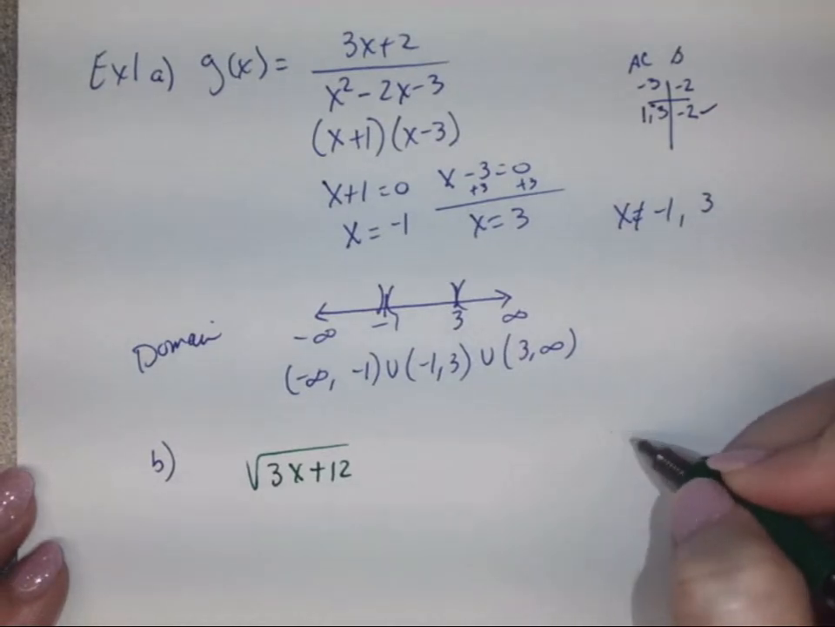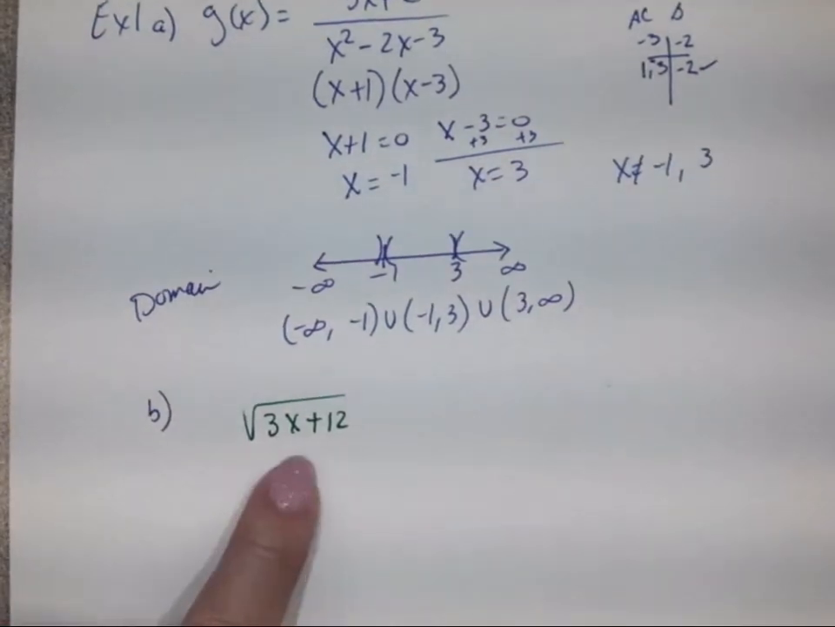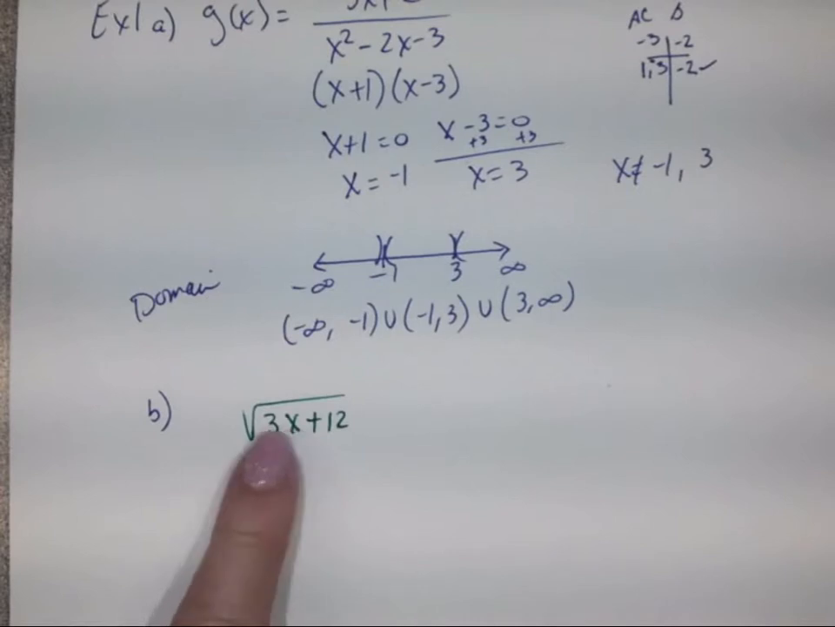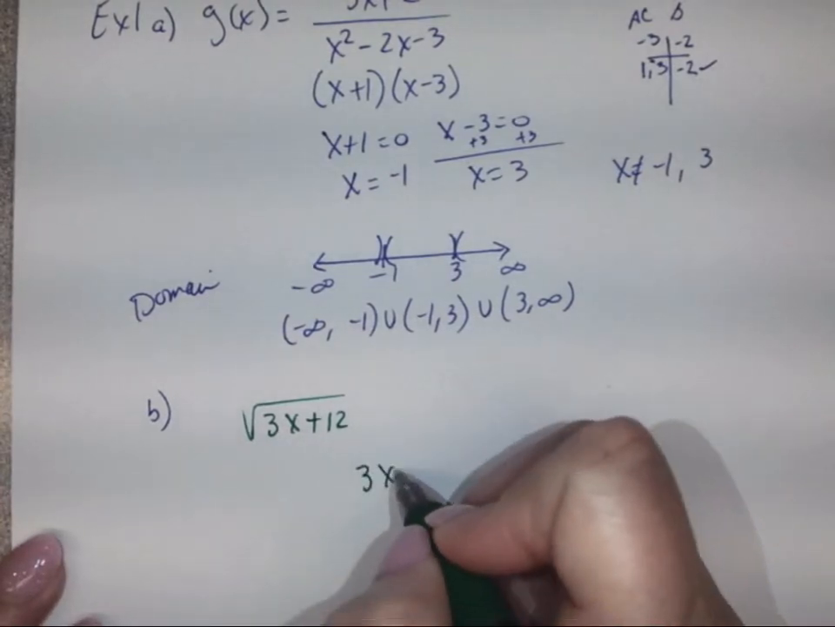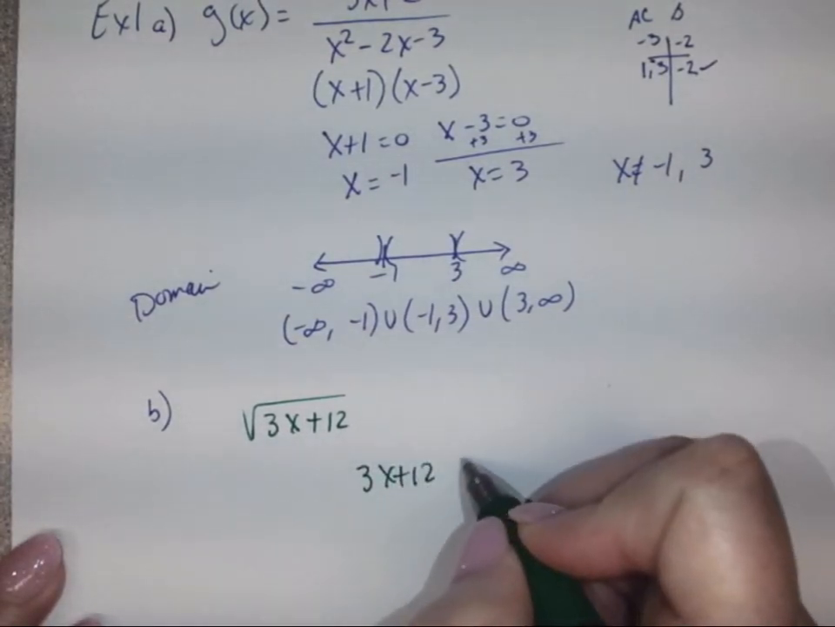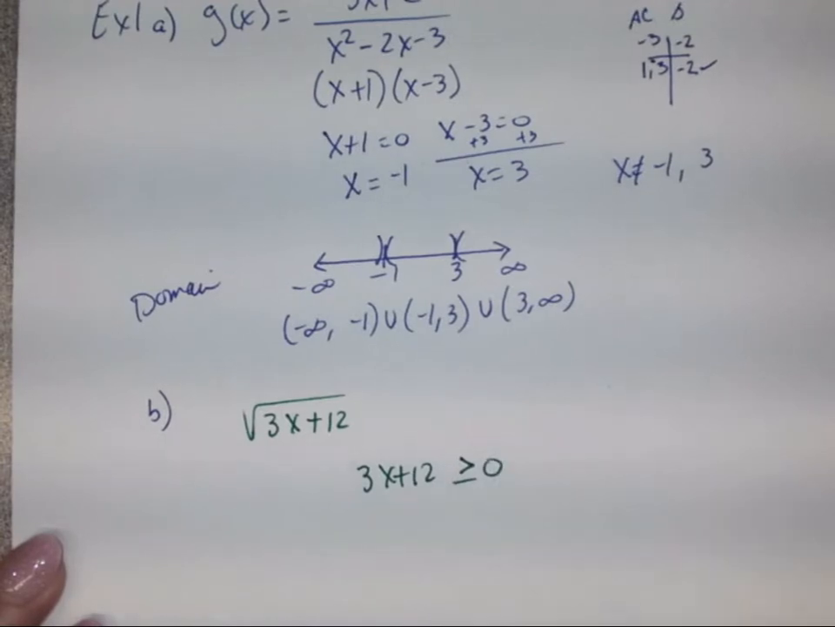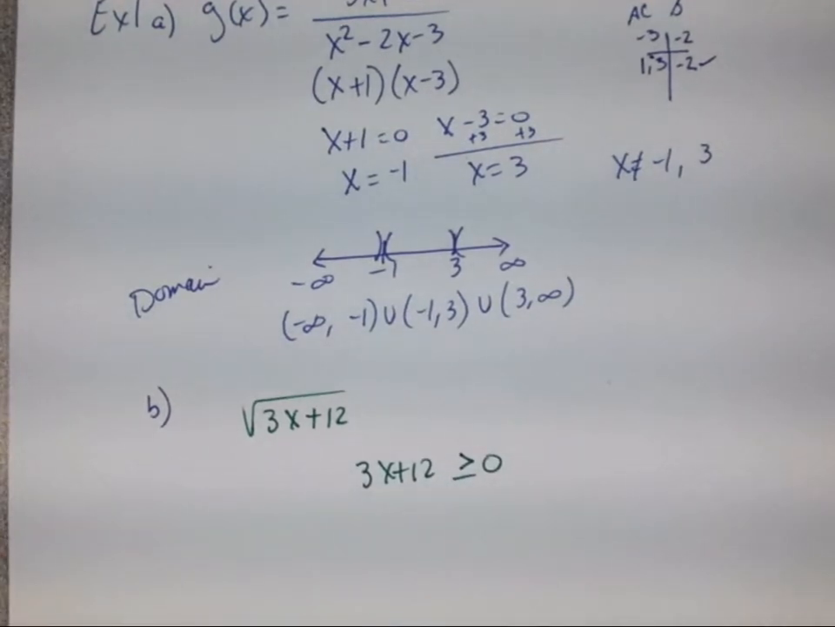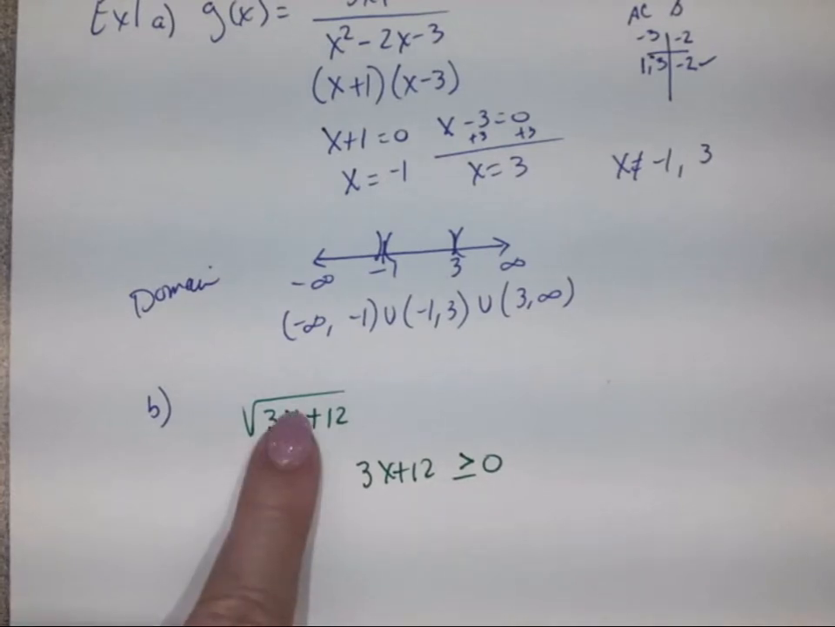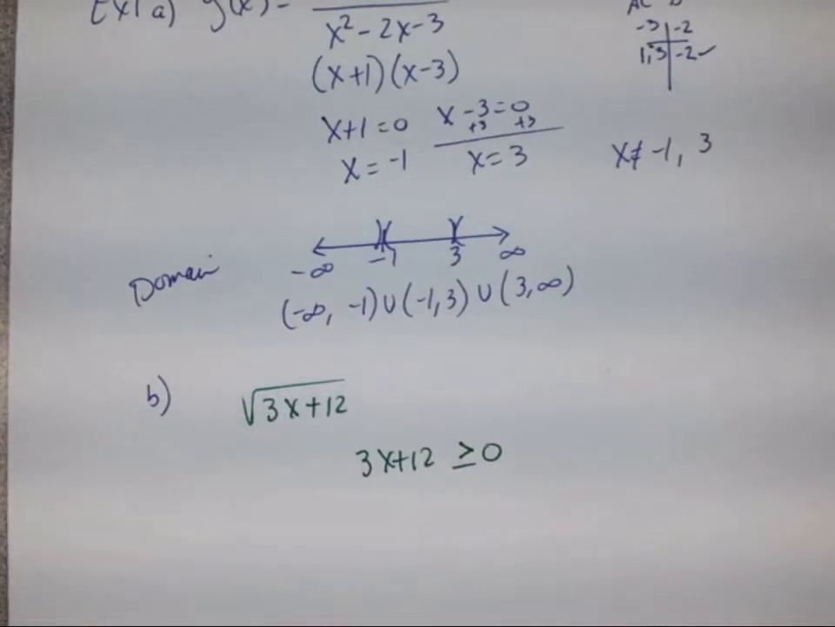Remember, you can't take the square root of a negative number, so that means this has to be positive. So I'm going to take my 3x plus 12 and make it greater than or equal to 0. It can be any other number greater, but it has to at least equal 0, because I can take the square root of 0, but not anything below that.